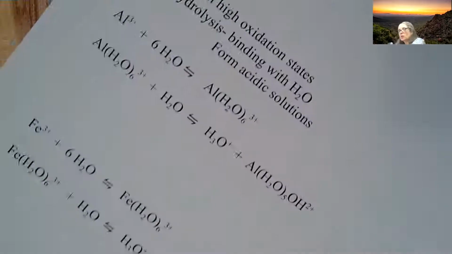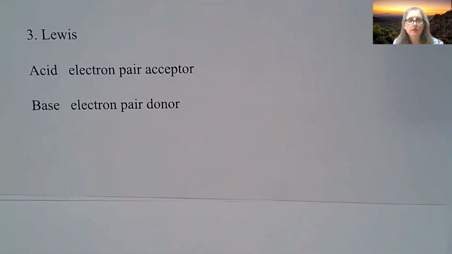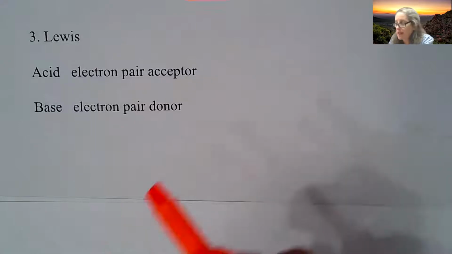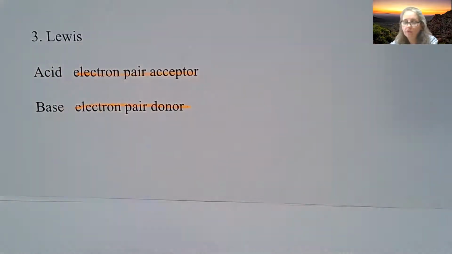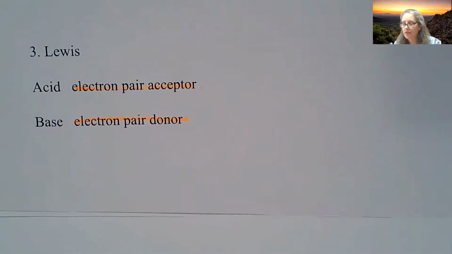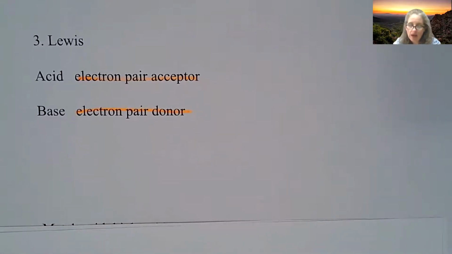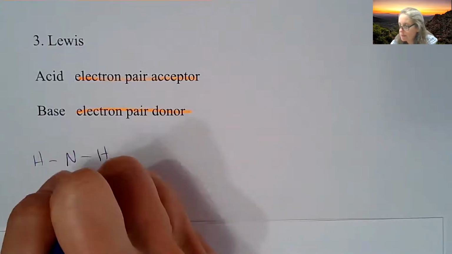All right, so the last definition we're going to talk about is something called Lewis, okay? And this is electron pair acceptor for an acid and electron pair donor for bases. This includes pretty much all acids and bases, so that is why it's a very useful definition compared to the other ones. The good example I'm going to use with this is going to be our friend ammonia.